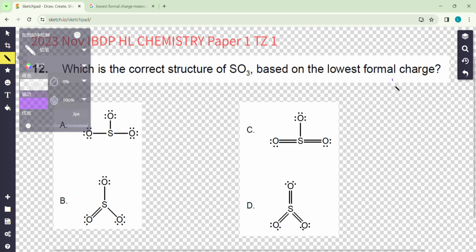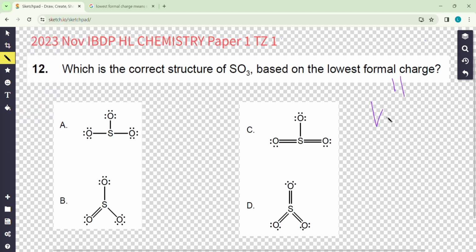Formal charge equals the valence electrons number, and then minus all the lines and minus all the dots connected with the sulfur. So remember, sulfur has 6 valence electrons. So for the first one, okay, 6 valence electrons minus 3, so the formal charge is plus 3.